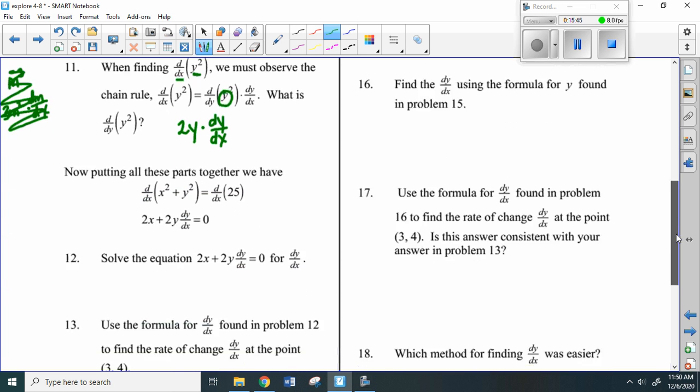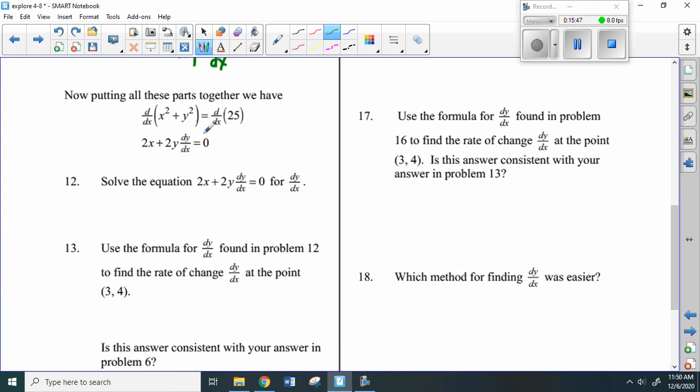All right, so let's put all of our parts together. The derivative of x squared was 2x. The derivative of y squared was 2y times dy over dx, and the derivative of 25 was 0. And so now let's take that equation and solve for dy over dx.